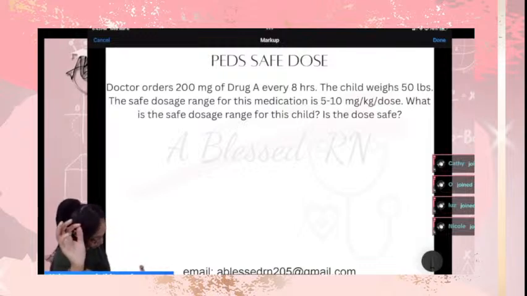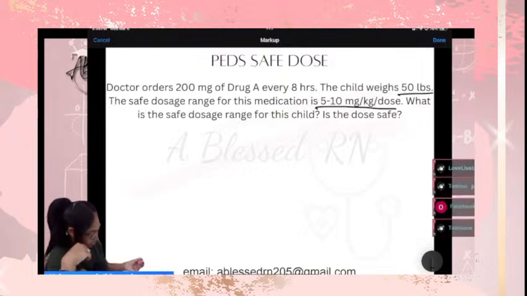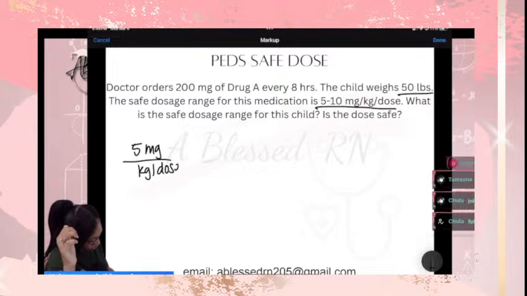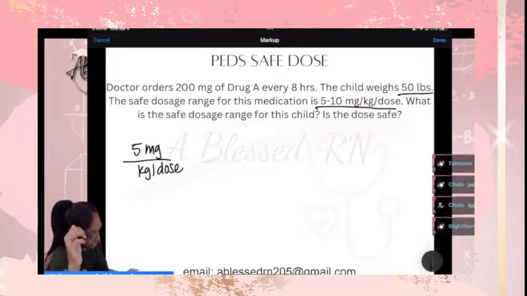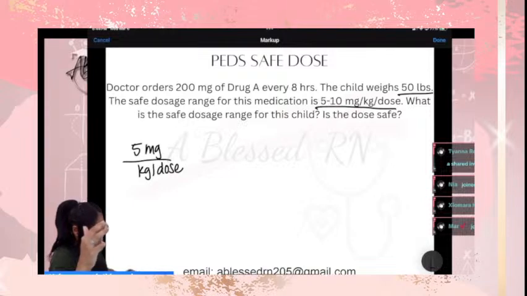All right. So what we're doing is finding our safety net, right? That's the first thing. So 50 pounds is our patient's weight. We'll do 5 milligrams per kg per dose. Okay, you see this says dose. It doesn't say day. Okay, it says dose. You have to pay attention to what it has given you.